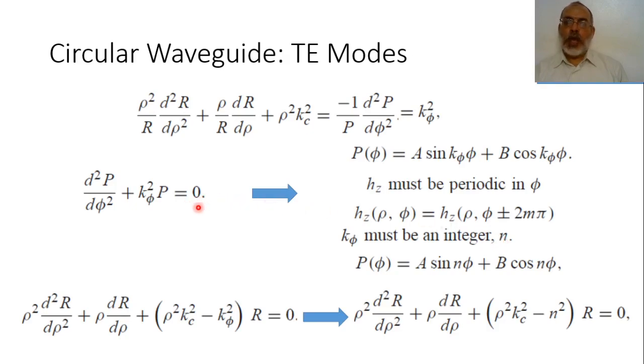So we have only one boundary condition here. This boundary condition is that Hz must be periodic in phi, and from this periodicity we deduce that the value of k phi must be an integer value. So B of phi would be A sine n phi plus B cosine n phi. This is the general solution for the function B as a function of phi. Now, from this boundary condition, we know that the value of k phi squared can be replaced by n squared.